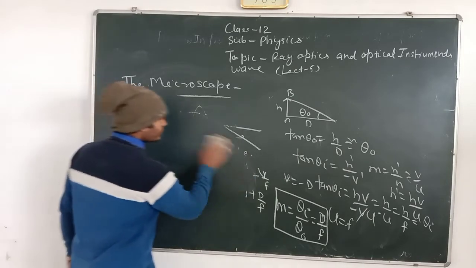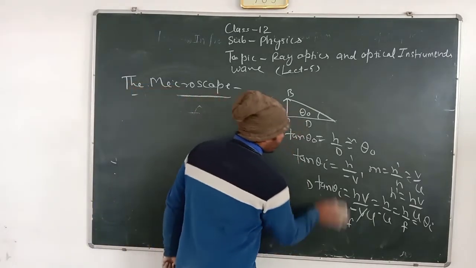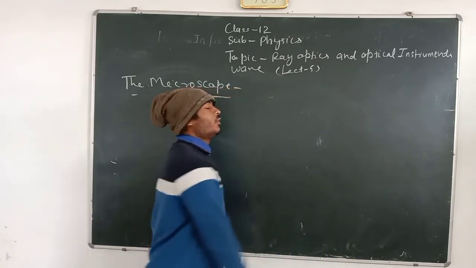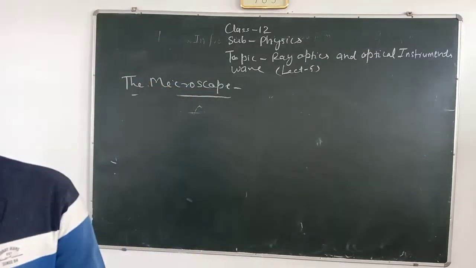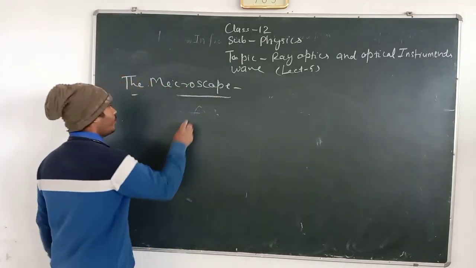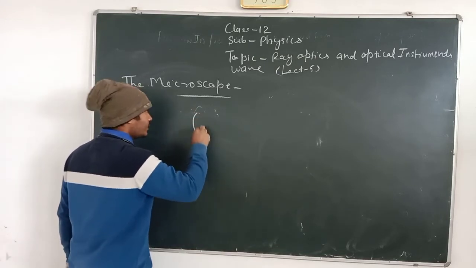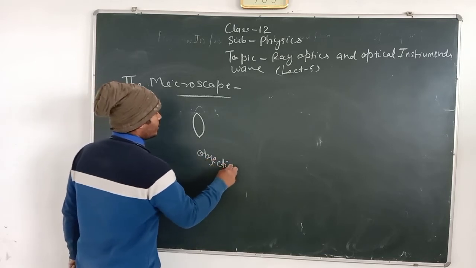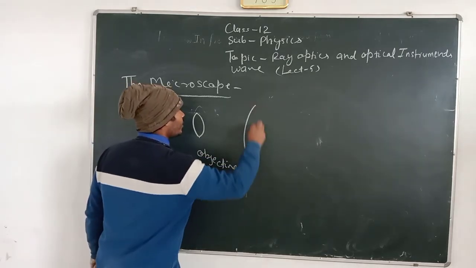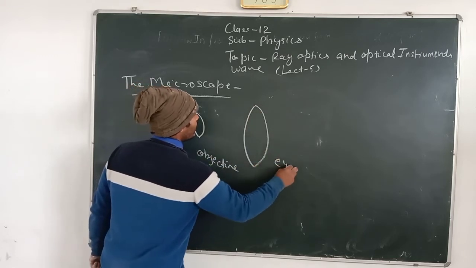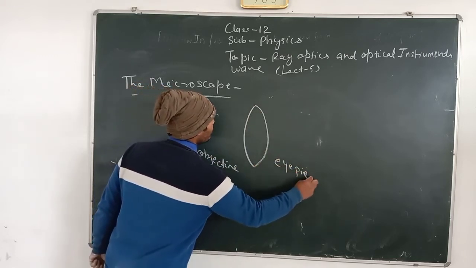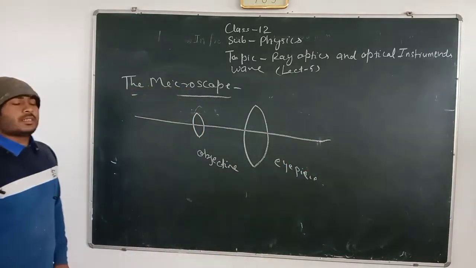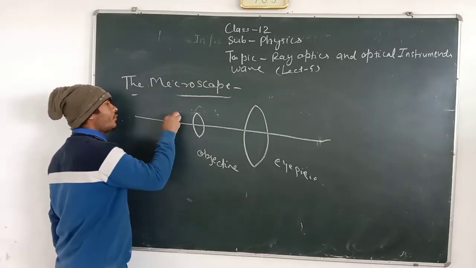Look here. A compound microscope consists of two convex lenses. One is the objective and another one is the eyepiece. So this is the objective and it is your eyepiece, and this is the principal axis. One object is kept in front of the objective.